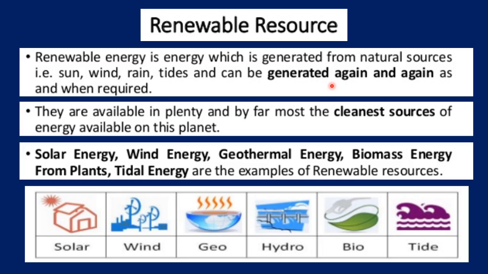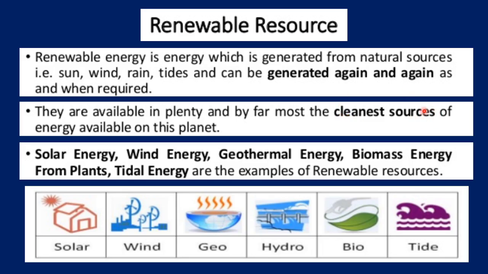Rain, fluctuation can be there, but rain will come. Tides, as long as seas or oceans are present, the tides will be happening, and that energy can be made use of. And these are available in plenty and by far the cleanest sources of energy available on the planet. Now, why do we say that it is the cleanest source?